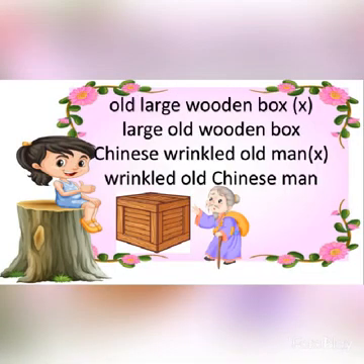First example is old large wooden box. Here box is the noun. So how are we going to place the adjectives? First we will see, old means it is age. Large means size. Wooden means it is the material. So first we are going to place the size, then age, then material. So the correct order is large old wooden box.